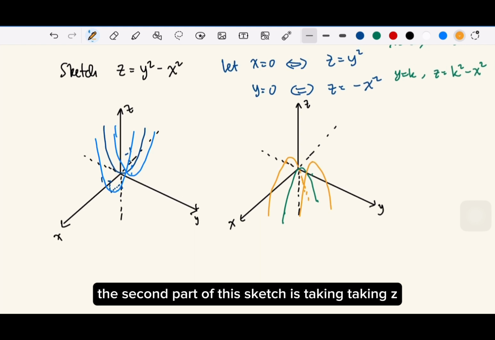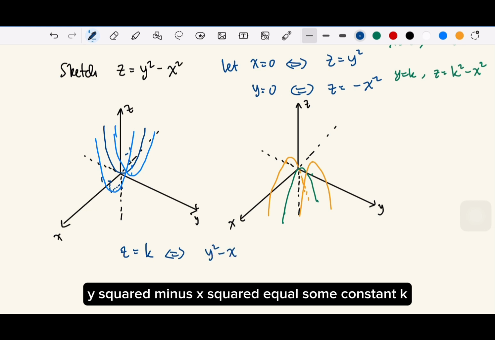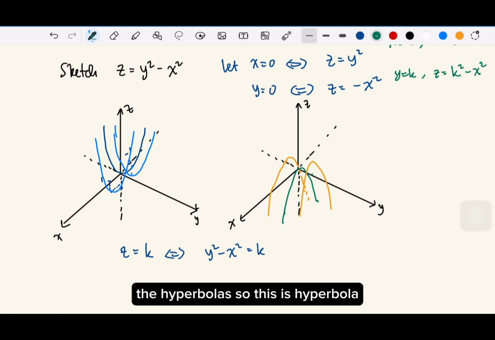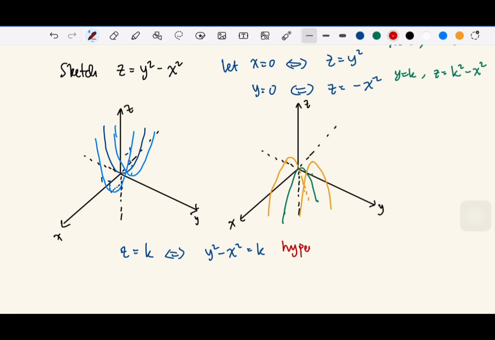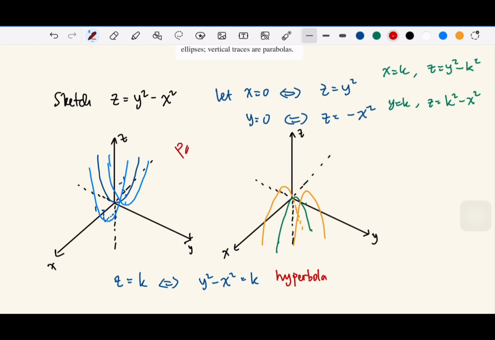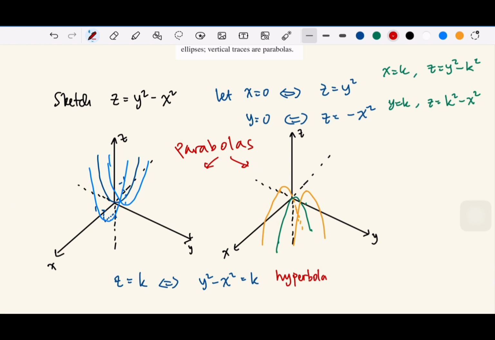The second part of this sketch is taking z equal to constant k, which gives you y squared minus x squared equal some constant k. This is the hyperbolas. So this is a hyperbola. Both of the first ones are parabolas, but when z equals constant k, it will be the hyperbola.